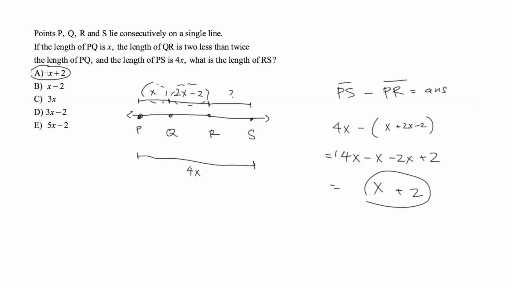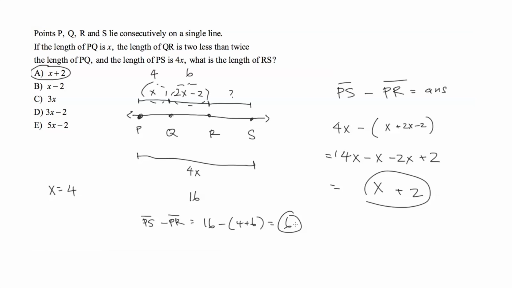Another way you could have solved this is to plug in a value. Say you want x to equal 5, or I'm sorry, 4. And we say, then therefore PQ is equal to 4. QR would be 2 times 4, which is 8 minus 2, which we get 6. PS is equal to 4 times 4, which would be 16. And therefore we apply this same equation over here. PS minus PR, that would equal 16 minus 4 plus 6, which would be 16 minus 10, which gives us 6.